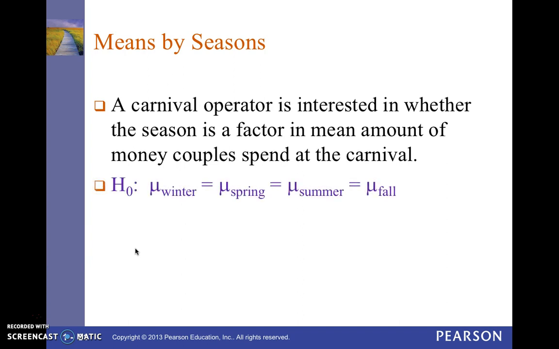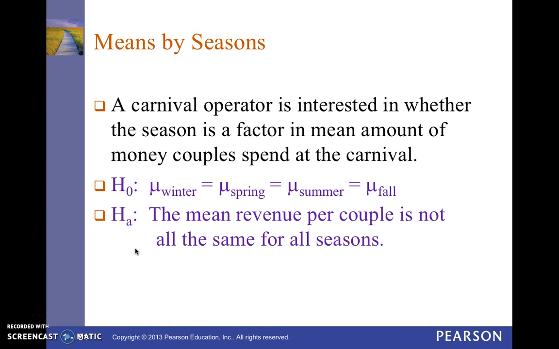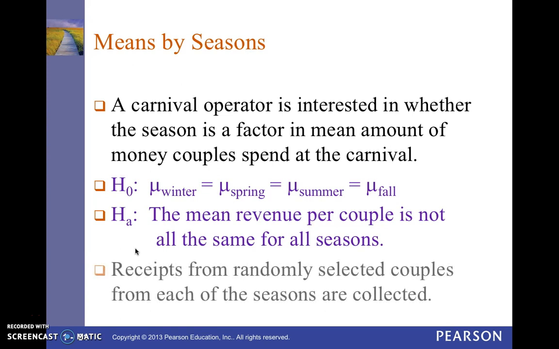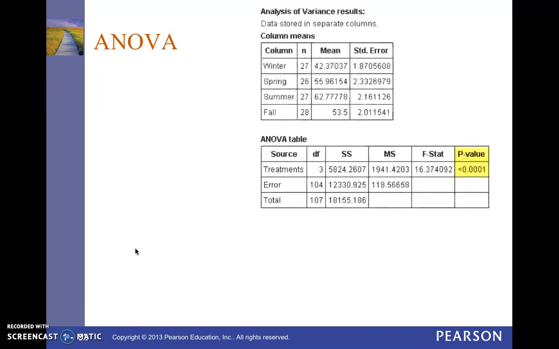Okay, once again, our null hypothesis would be that there's no difference between seasons, that you're going to make basically about the same amount of money regardless of the season. Okay, the alternative is, hey, this revenue is going to differ at least between two of these seasons. And so, in order to do this study, we get receipts from randomly selected couples from each of the seasons. Okay. So, looks like a job for ANOVA.